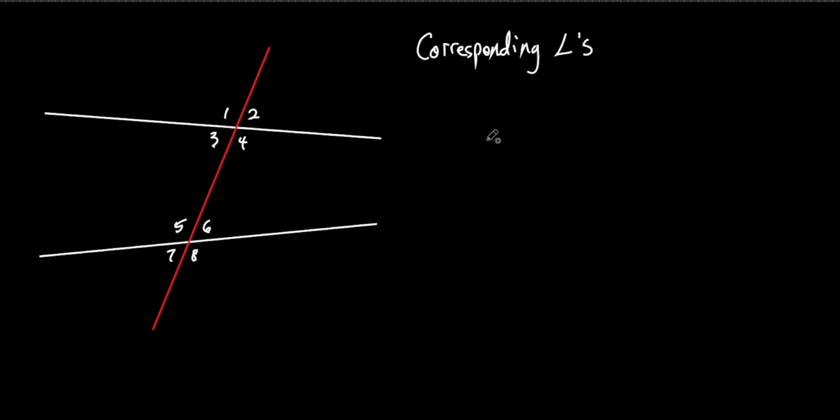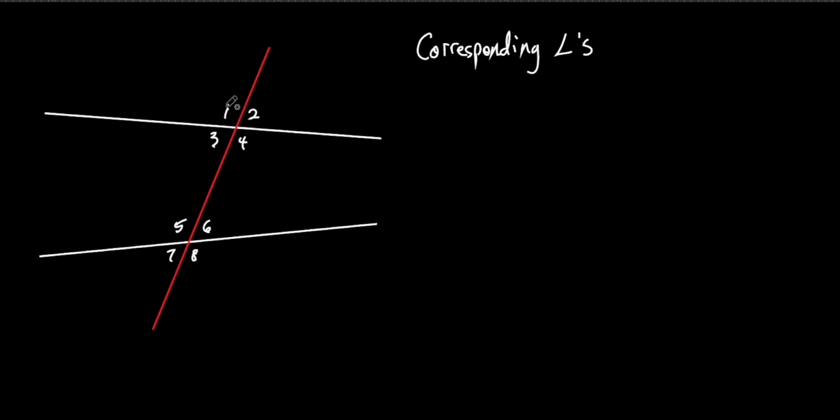It doesn't say all of them. So let's watch. Which ones are corresponding? When I think of corresponding, I like to group them. Do you see this group of 4 up here? 1, 2, 3, 4. See this group of 4 down here? Which ones in the top group match up with the ones in the bottom group?